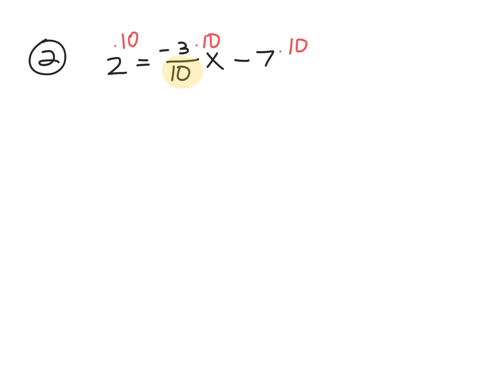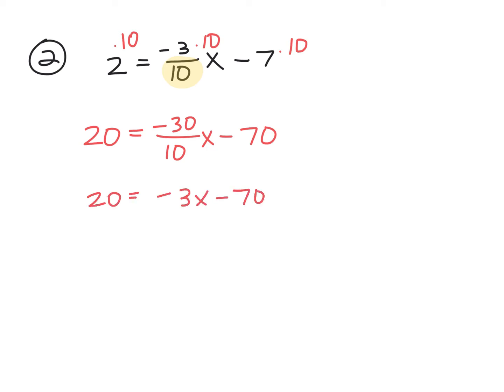But for now, I'm going to multiply everything because there's kind of some weird situations we're going to come up with. So this is now 20 equals negative 30 over 10x minus 70. And again, that's because the top multiplies and the bottom divides. So this is now 20 equals negative 3x minus 70. All right, and now this is back to normal.